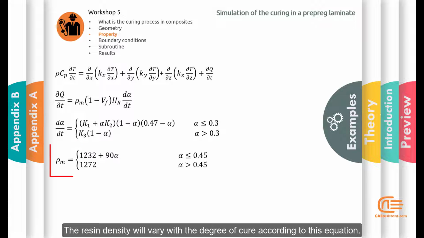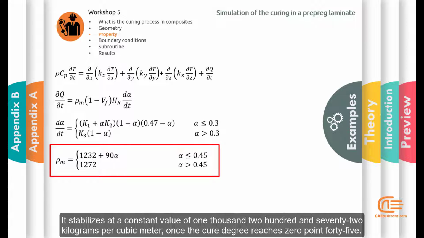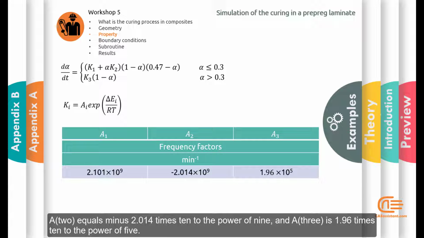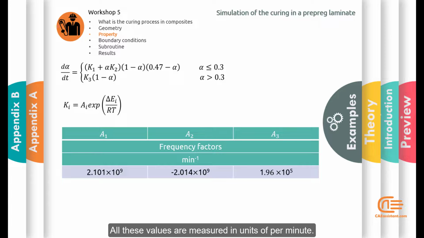The resin density will vary with the degree of cure according to this equation. It stabilizes at a constant value of 1,272 kilograms per cubic meter once the cure degree reaches 0.45. We also require frequency factors Ai, where A1 equals 2.101 times 10 to the power of 9, A2 equals minus 2.014 times 10 to the power of 9, and A3 is 1.96 times 10 to the power of 5. All these values are measured in units of per minute.